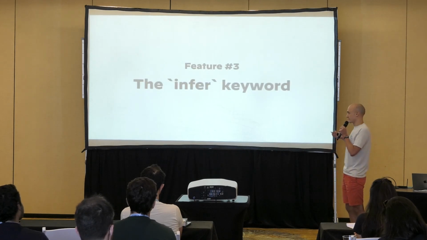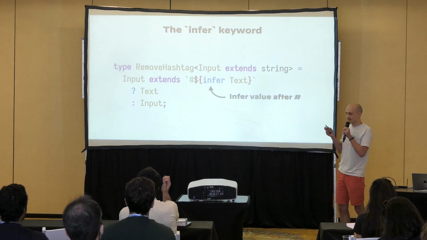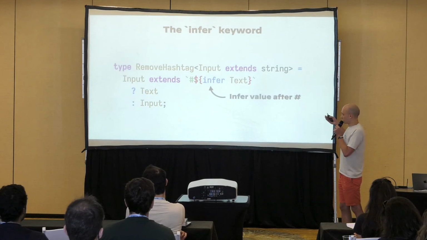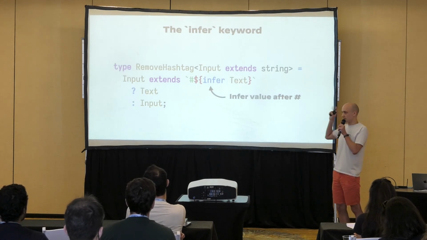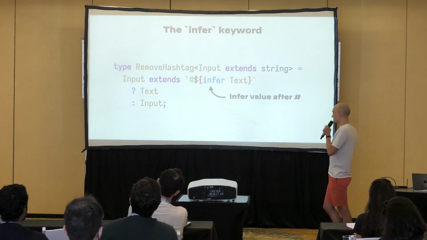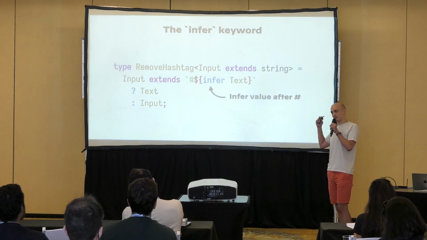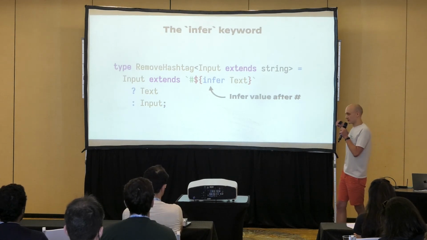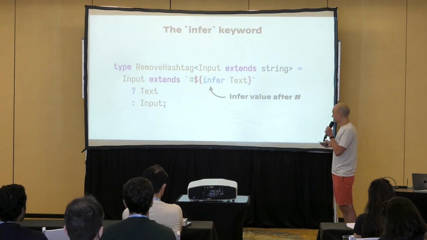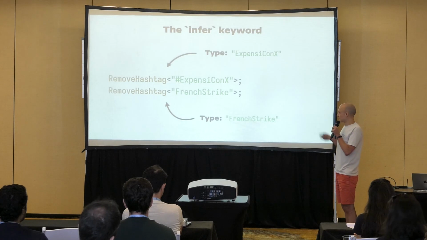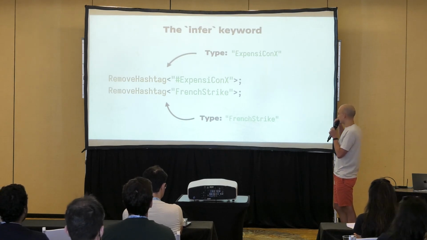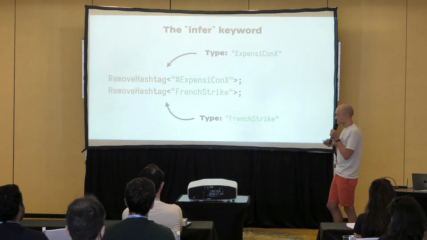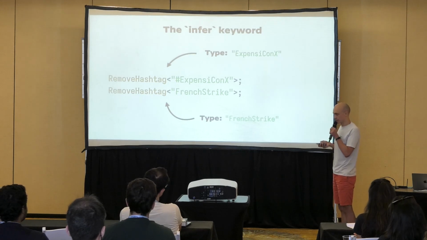Next feature, the infer keyword. The infer keyword is like inferring what a type is in a certain condition. Here, we have an input string. Does it look like something that starts with a hash? If yes, I want to extract the rest of the value in a type called text and return it. Else, I will return the input. So I use RemoveHashtag with a hashtag string. It will return the value without the hash. Else, it will just return the input.